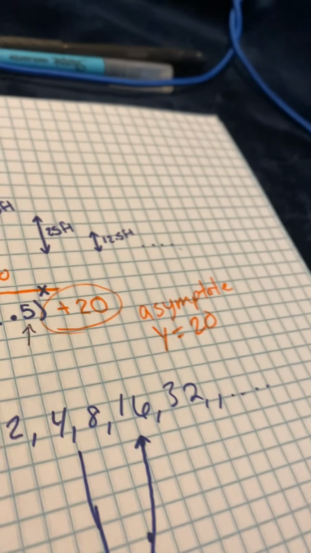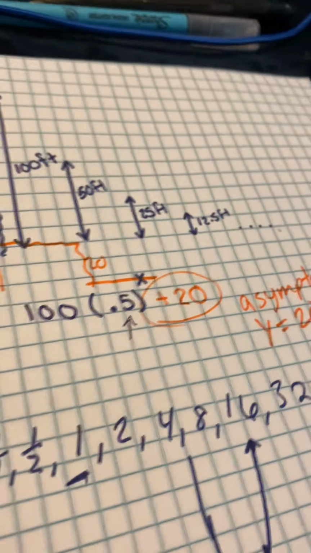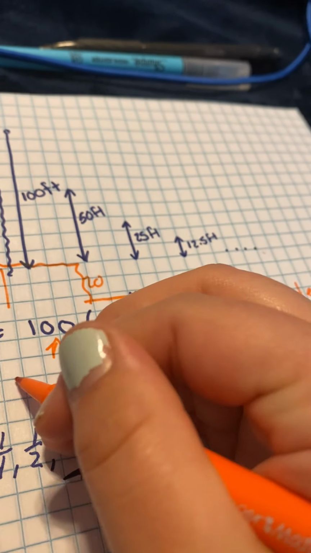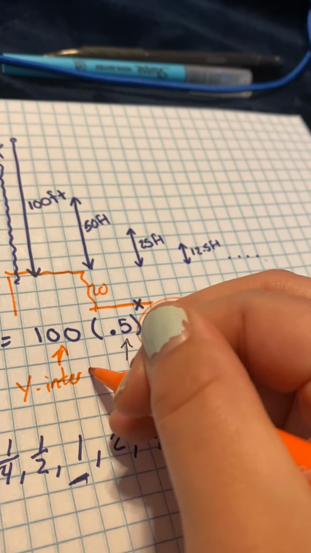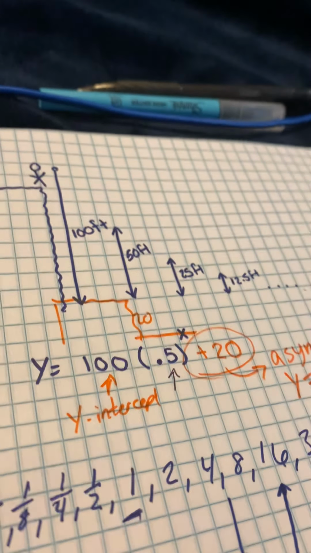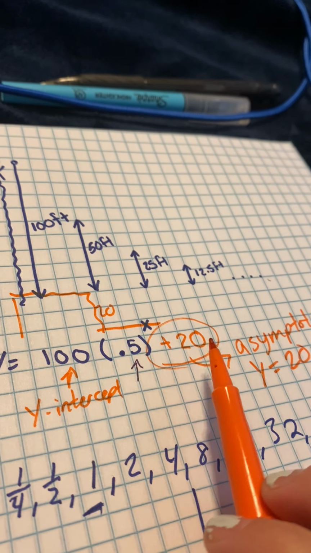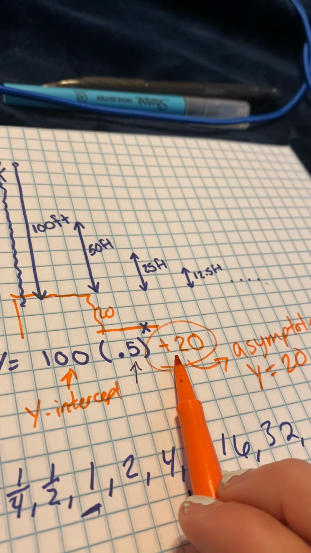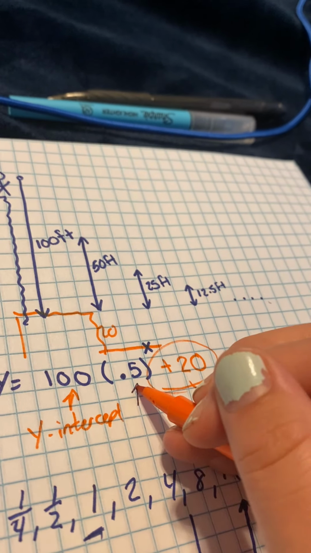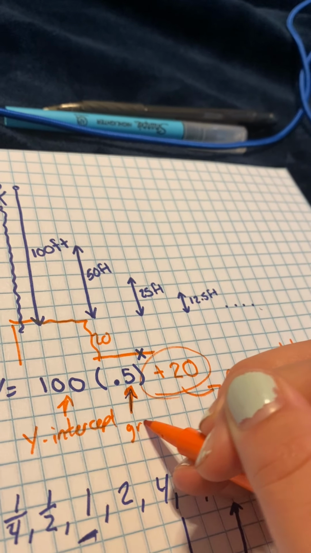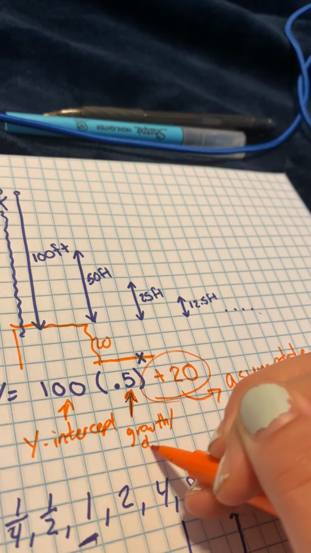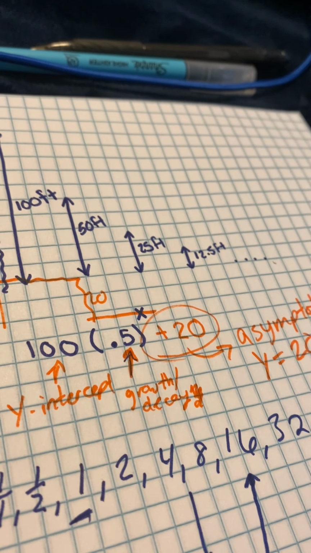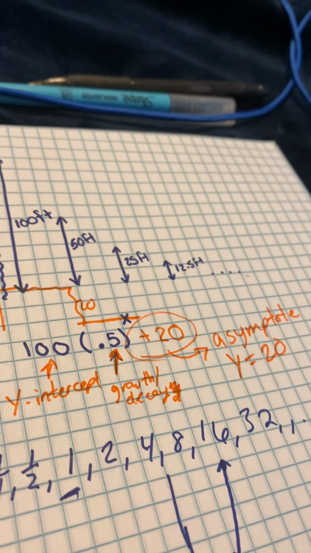So if we have the equations, it's real easy to see. It is whatever's being added or subtracted. It can be negative as well. So that is our asymptote. This is our y-intercept. This is where it starts, unless there's an asymptote. If there's an asymptote that's not 0, then the y-intercept is actually these added together. And then this number here is our growth factor or decay factor. So if it's bigger than 1, it grows. If it's less than 1, it decays.